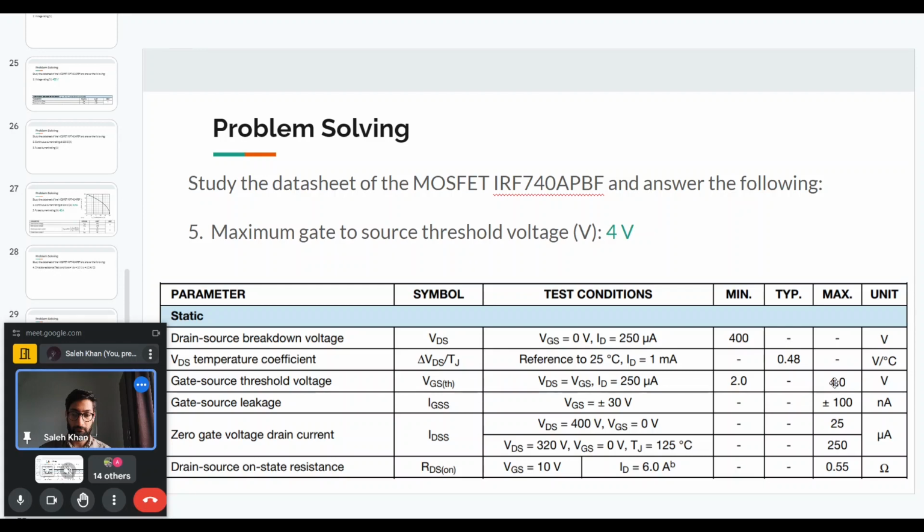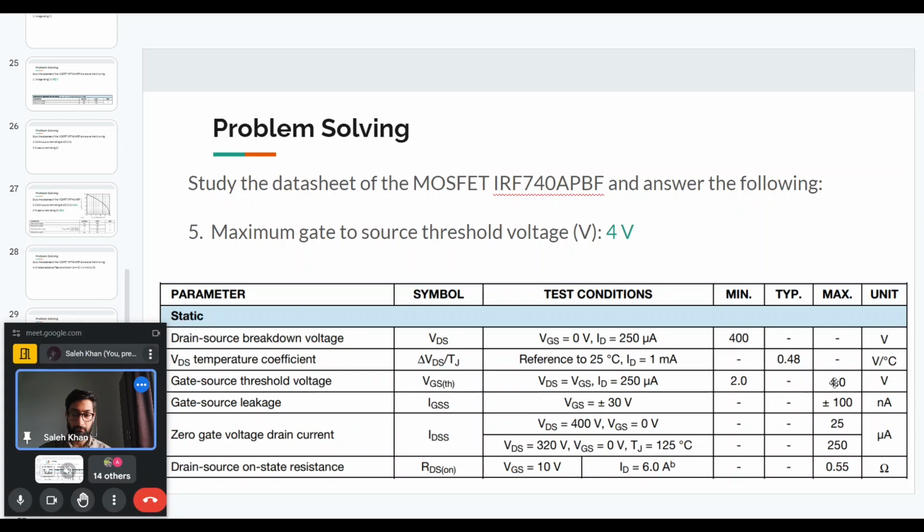Next, we are asked about the total gate charge. So again, this is provided in the data sheet. The gate charges, three different charges are provided. First, the total gate charge, and next we are provided the gate source charge and the gate drain charge. And this we can see from the figure as well.